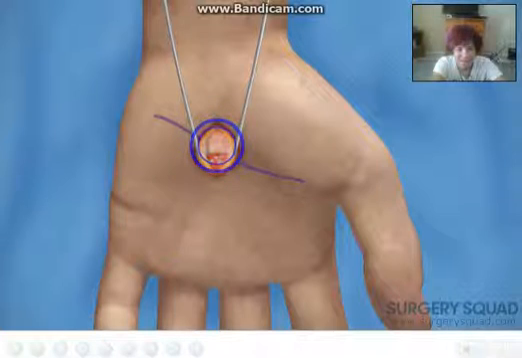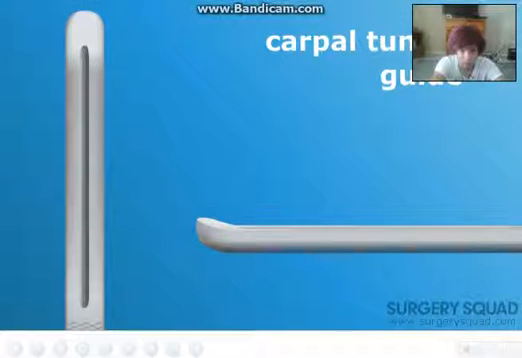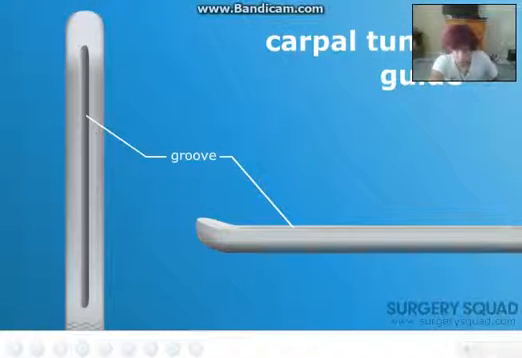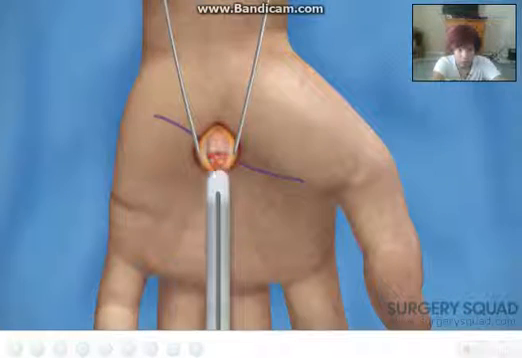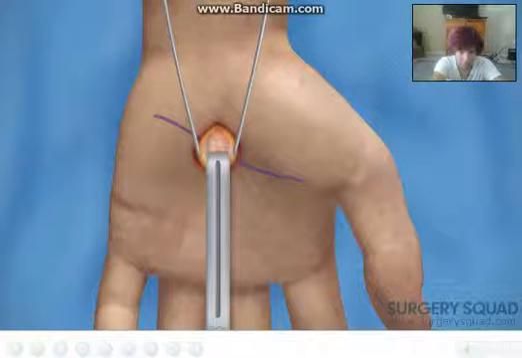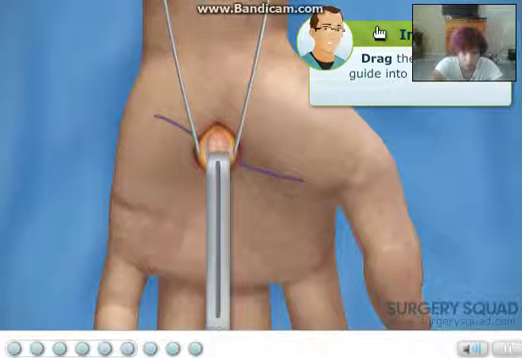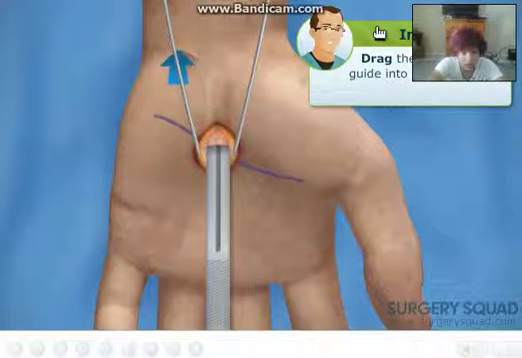With the transverse carpal ligament exposed, I'll need you to slip a carpal tunnel guide into the incision. This is a blunt-tipped instrument with a groove on the upper surface to accommodate a special knife. The carpal tunnel guide is placed down the carpal tunnel and underneath the ligament and is used to protect the underlying nerve and tendons. Go ahead and push the carpal tunnel guide into place. Oh, you can see it through skin.